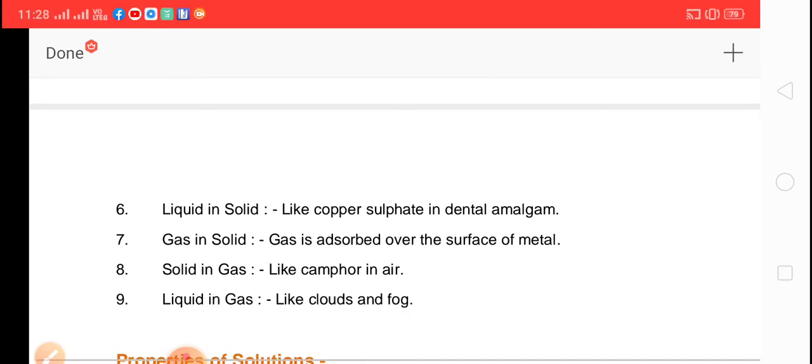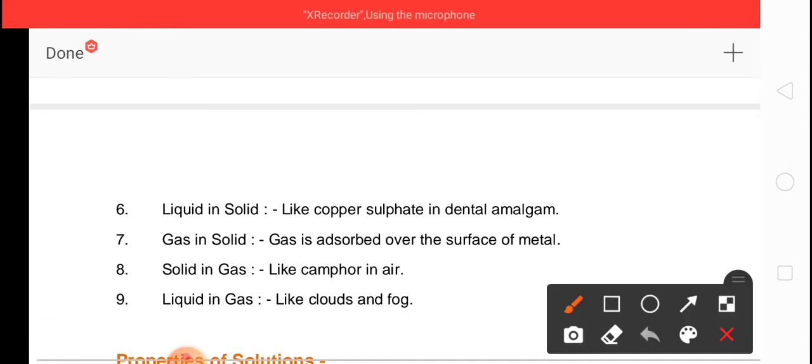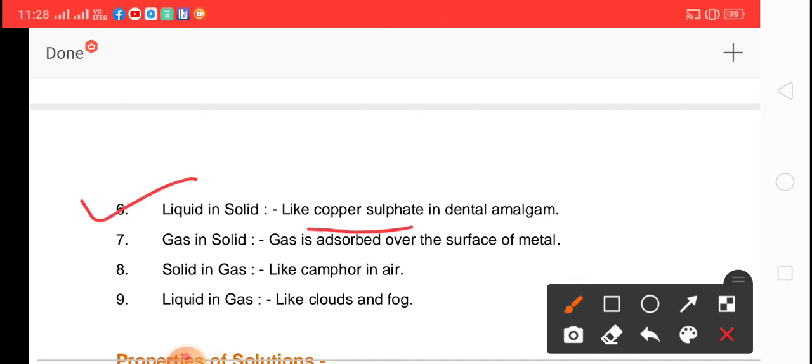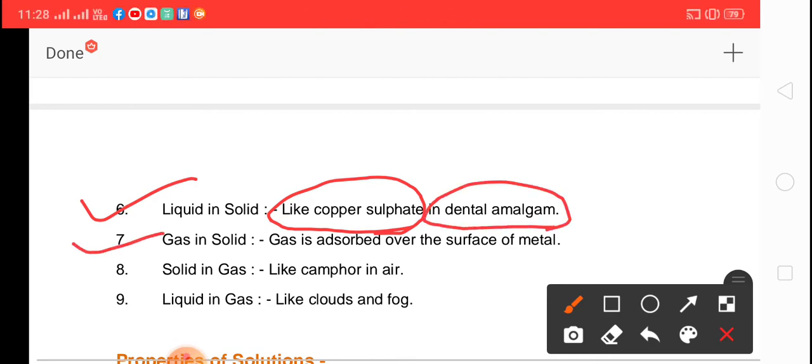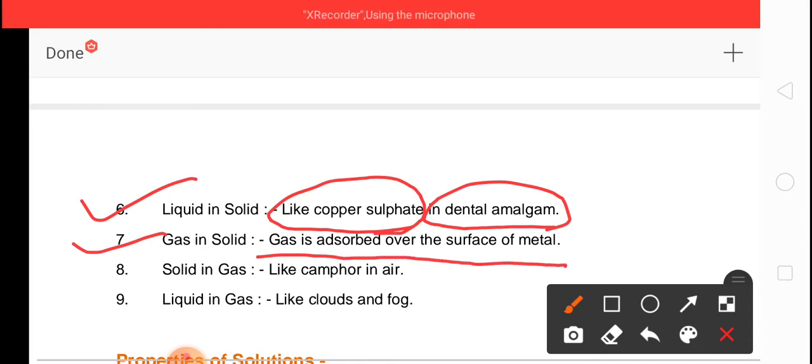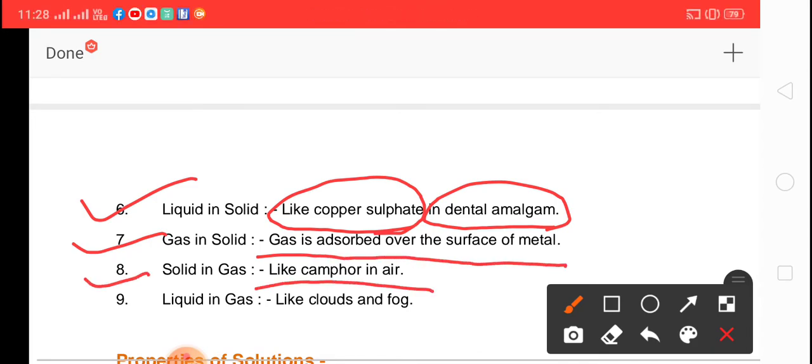Now let us see some more points. Liquid in solid is like copper sulfate in dental amalgam. Gas in solid is gas absorbed over the surface of a metal. Solid in gas is like camphor in air. Do you know what camphor is? That is kapoor. When we burn it or keep it in open air, it directly changes into gaseous form. And liquid in gas means clouds and fog.